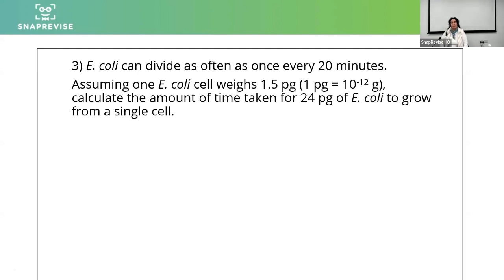So think about, first of all, how you will convert the information into number of cells. How are you going to find the number of cell divisions required since you're only given the amount of time for one cell division? What's the kind of strategy that you want here?